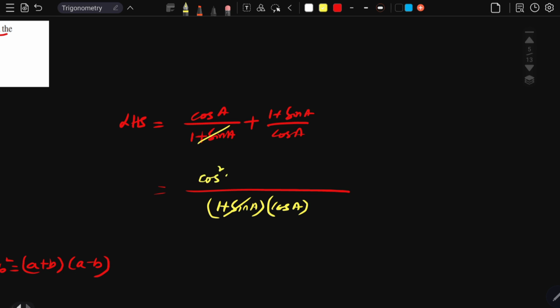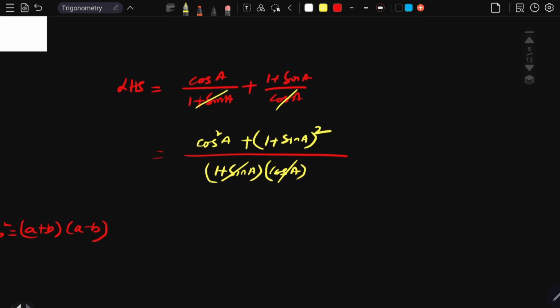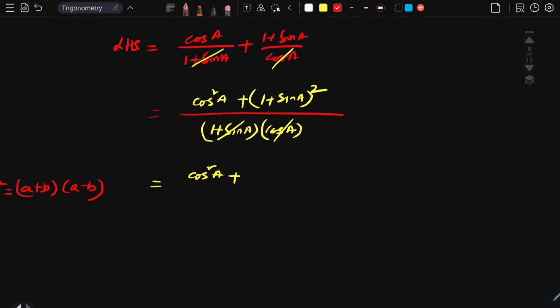Then cos A into cos A gives us cos square A, plus (1 plus sin A) multiplied by itself, so it will be (1 plus sin A) whole square. Got it? (1 plus sin A) whole square expands as (a plus b) whole square, a square plus b square, that is sin square A, plus 2ab, that is 2 into 1 into sin A. In the denominator we write (1 plus sin A) multiplied by cos A.